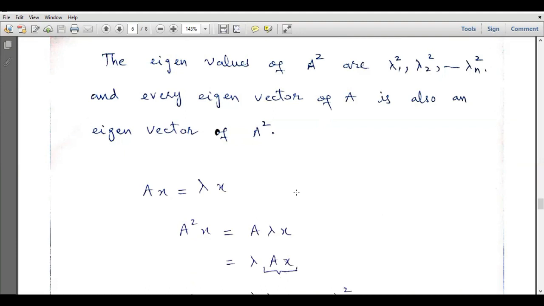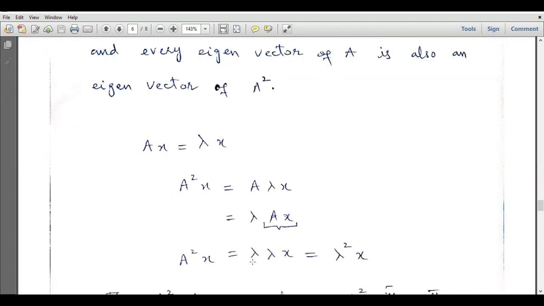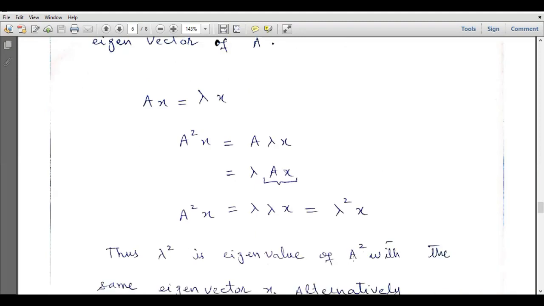This is a very simple proof because we know that Ax is equal to lambda x. Now let's multiply this equation with A from the left hand side. So it will become A square x, and that will be equal to A lambda x. Now lambda is a scalar, so we can take it out at the left hand side. So it will become lambda times Ax. Now again, Ax is equal to lambda x. So A square x will be equal to lambda times lambda x. So that will be equal to lambda square x. So it means A square x is equal to lambda square x.